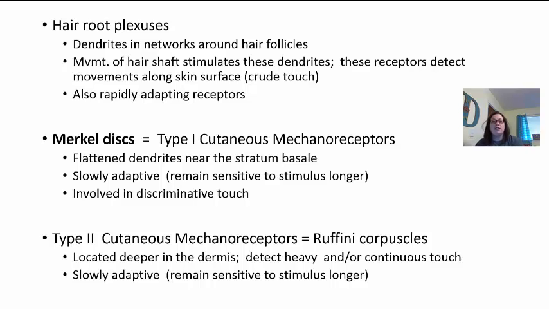There's also what we call the type 2 cutaneous mechanoreceptors. These are also known as Ruffini corpuscles. They're located a little bit deeper in the dermis. They're not up real close to the epidermis. They're deeper. They're going to detect more heavy and or continuous touch. So they're going to detect it if it's a stronger touch, it's heavier, or if it's more continuous. These are more slowly adapting. They're going to remain sensitive to a stimulus longer as well, compared to others we've seen. So your type 1 and type 2 cutaneous mechanoreceptors are going to adapt more slowly.